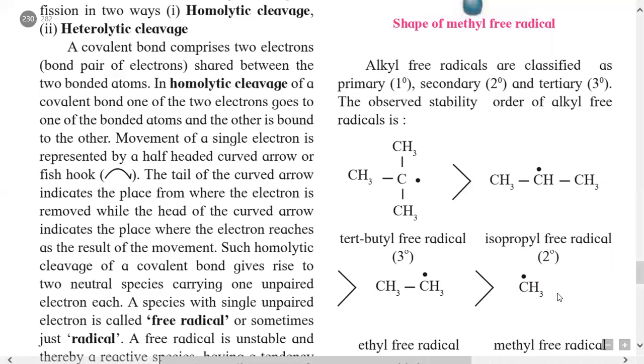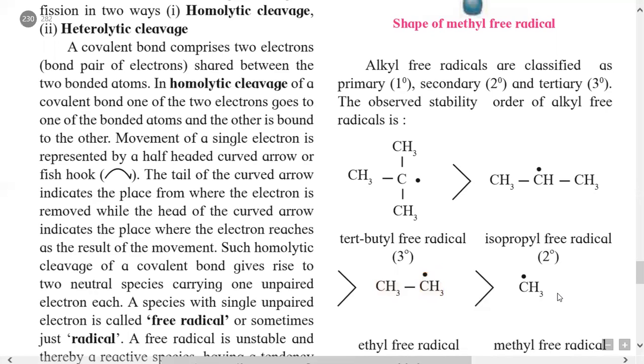Similarly, there is a mistake in showing this ethyl free radical in our textbook. It should be CH3 CH2 with a dot, instead of CH3 one CH3. This is called an ethyl free radical. Remember this formula well. It is CH3 single bond CH2 dot, called an ethyl free radical.